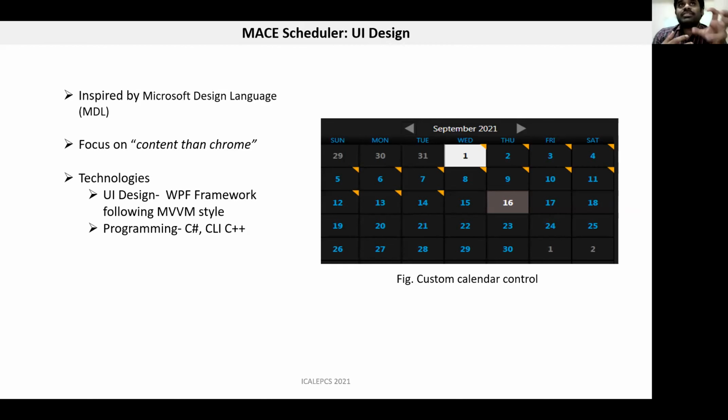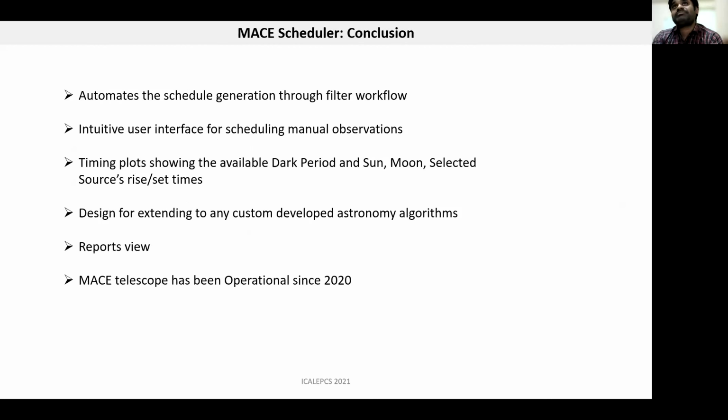The software user interface has been developed in the WPF framework following MVVM architecture, separating the user interface logic from the application logic. This helps to reduce software coupling and also improves the software maintainability and testability. Astronomy algorithms are implemented in C# and C++/CLI. And this shows one simple custom control where the markers indicate the presence of a schedule on a particular day.